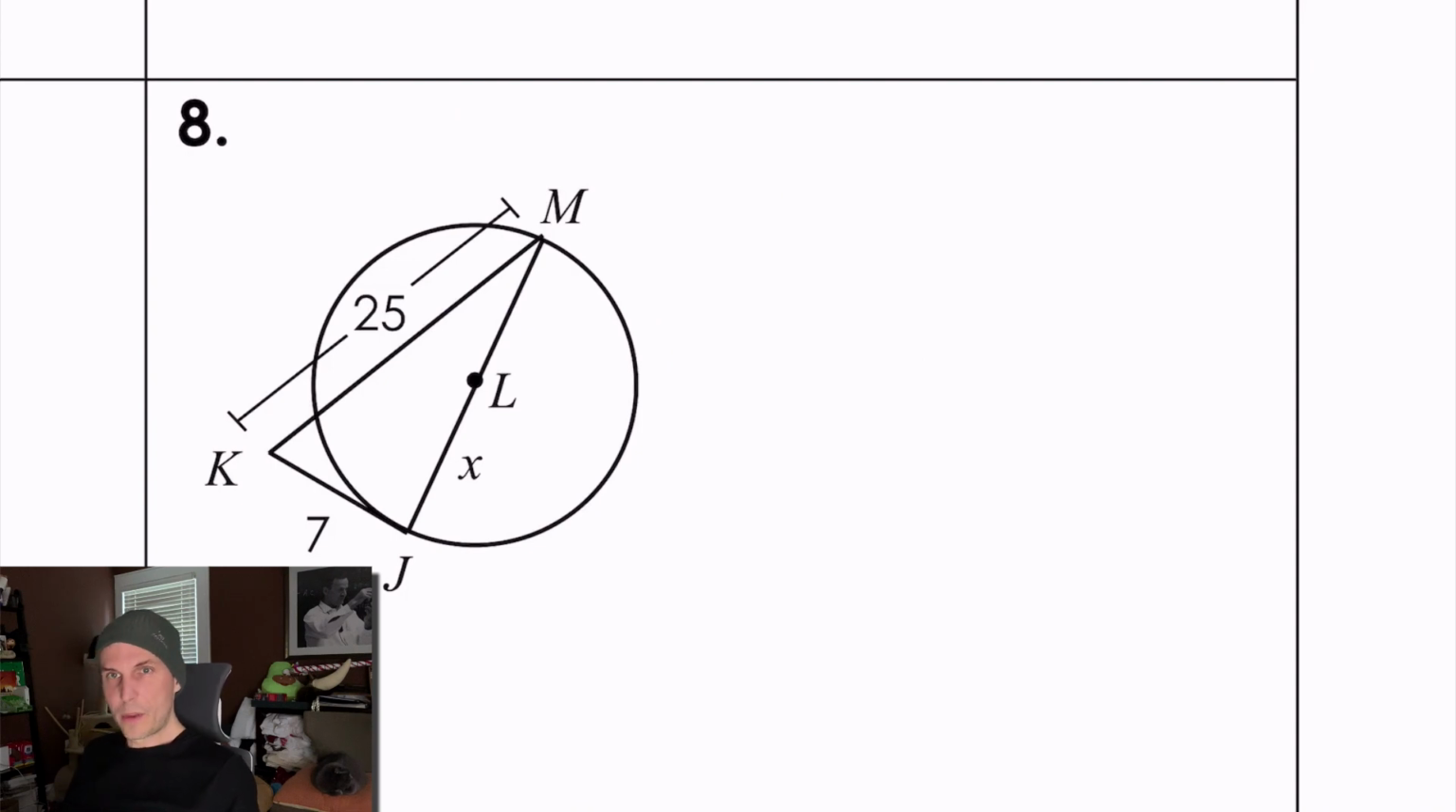Okay, welcome back. So you may have determined here, we know that KJ is tangent, so we're going to have a right angle. And X is just the length of JL. We need to know what JM is. So we know that LM is also X because it's a radius. So this is 2X.